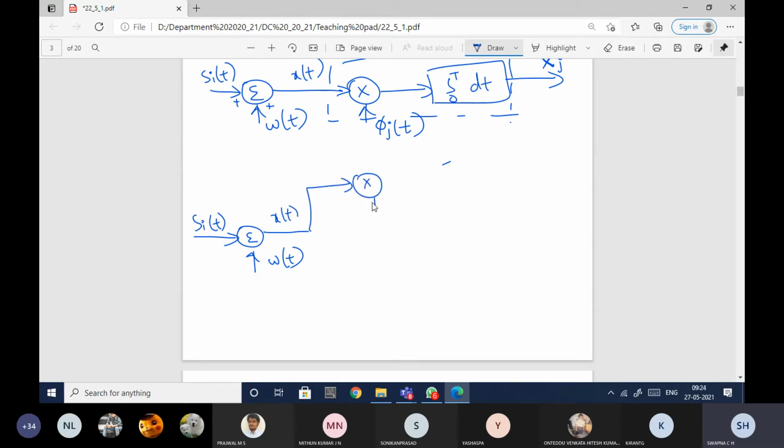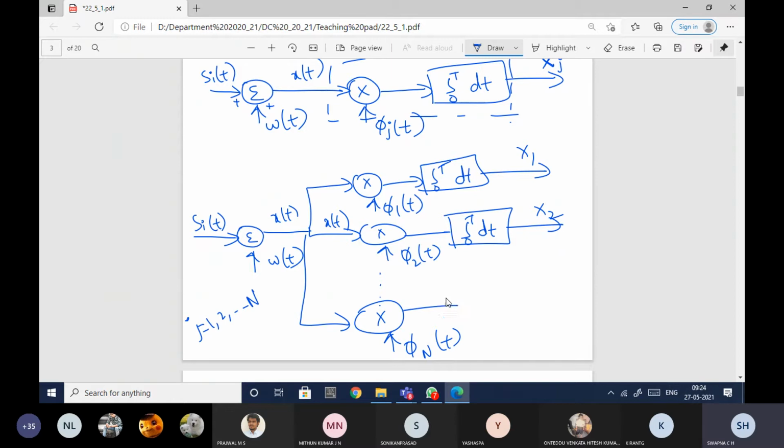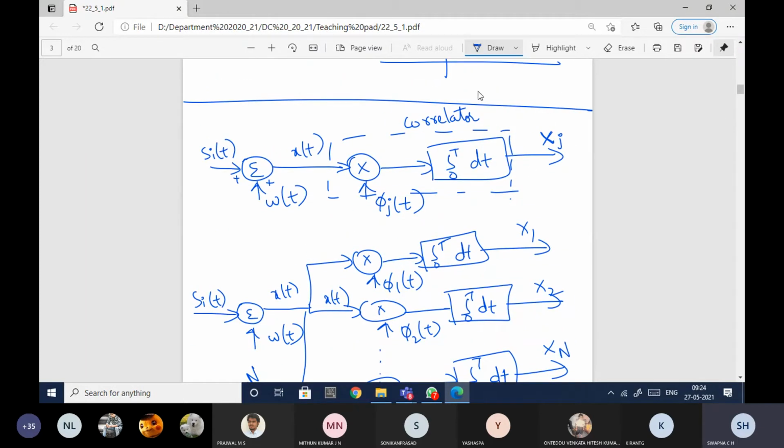x of t gets multiplied with phi 1 of t, and then is integrated from 0 to T dt, and I'll get x1. In the same way, x of t gets multiplied with phi 2 of t and integrated from 0 to T dt, so that I'll get x2. In the same way, I'll have the multiplier phi n of t, because j generally takes 1, 2, so on until n, so that I'll get xn. So x1, x2, so on to xn. Instead of drawing all of this, I've just shown it with a single stage, where j equals 1, 2, so on to n.